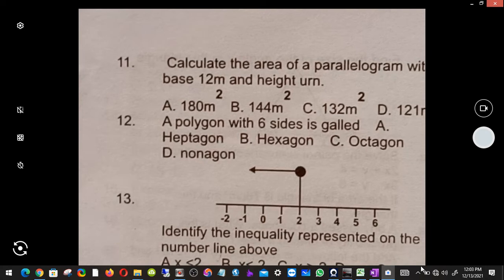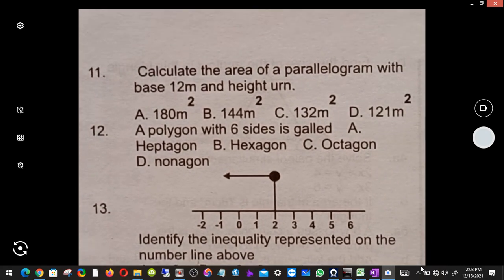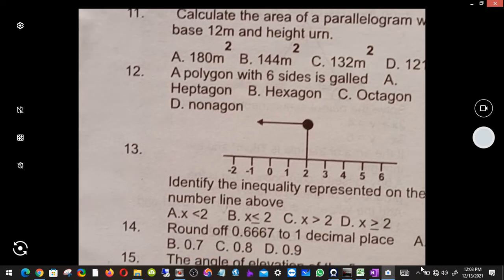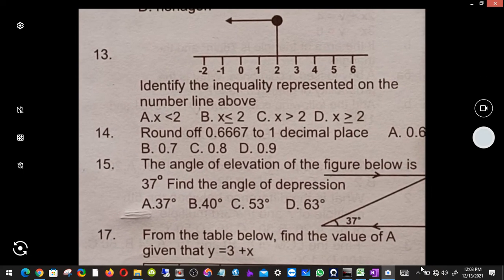Okay, read number 11 for me. Oh, this is the one we'll solve now. Yes. We'll solve, calculate the area of a parallelogram, right? Yes, sir. They repeated number 12 again. Number 13 now. Okay, number 13, read.